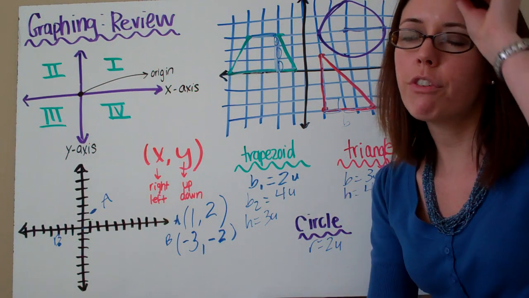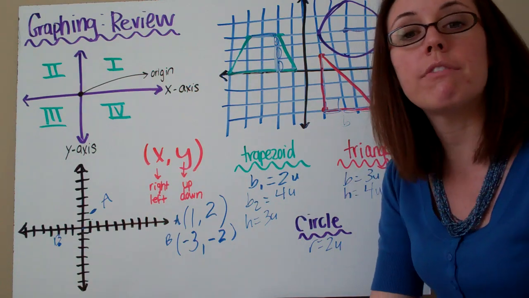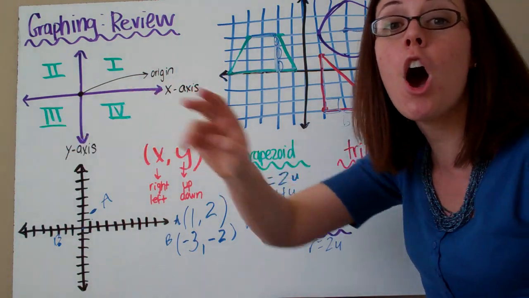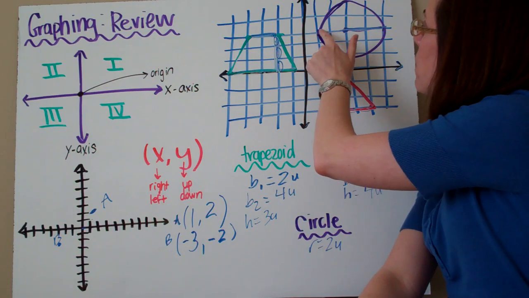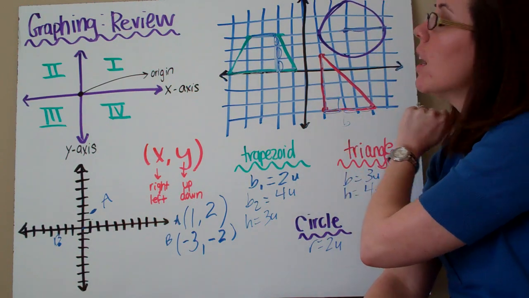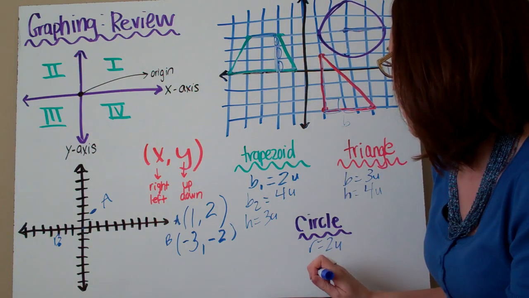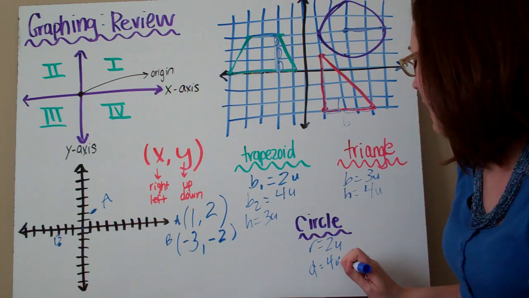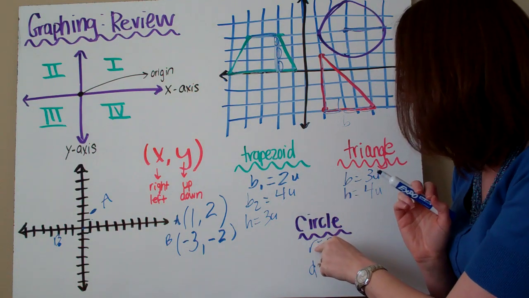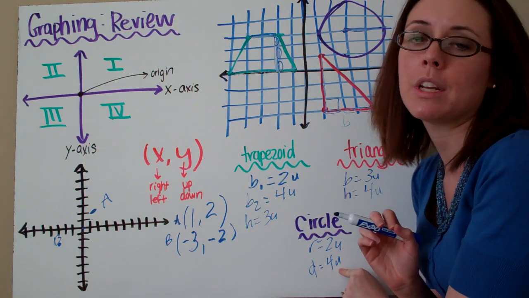Now you don't need it for area, but if you wanted to, you could find your diameter. Remember, diameter goes all the way across the circle. So it would be 1, 2, 3, 4. Again, this way, 1, 2, 3, 4. Your diameter would be 4 units. And that does make sense because your radius, when you times it by 2, you should get your diameter.